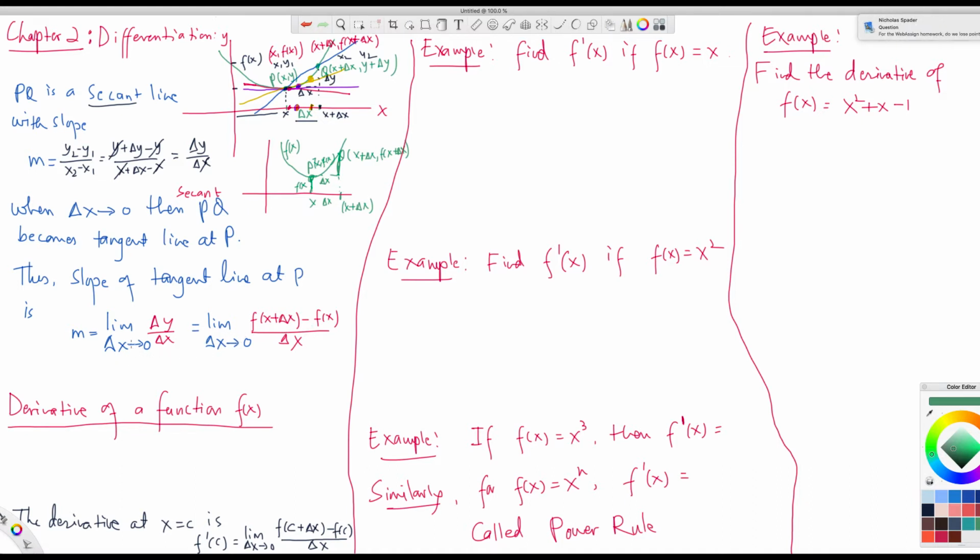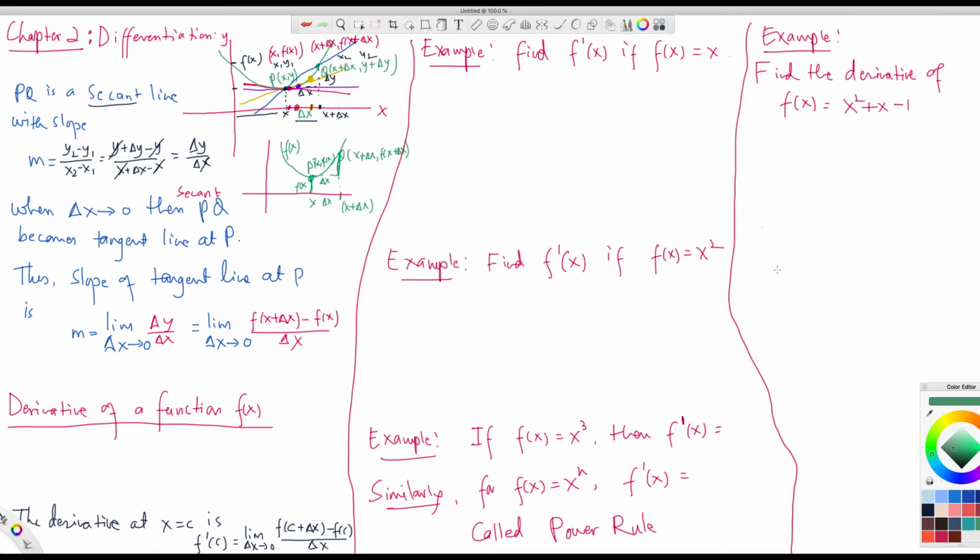So how can you find the equation of the tangent line then? The slope of the tangent line can be found as limit delta x tends to 0, change in y over change in x, or delta y over delta x. Or another way of saying exactly the same thing is limit delta x tends to 0, f of x plus delta x minus f x over delta x. So this is another way of writing the slope of the tangent line at a point P x y.